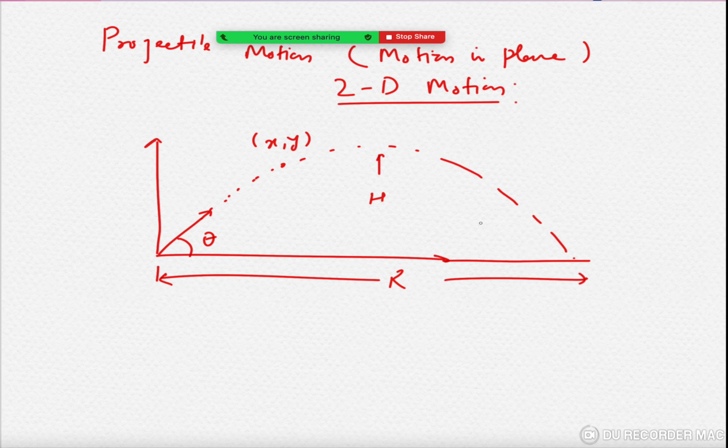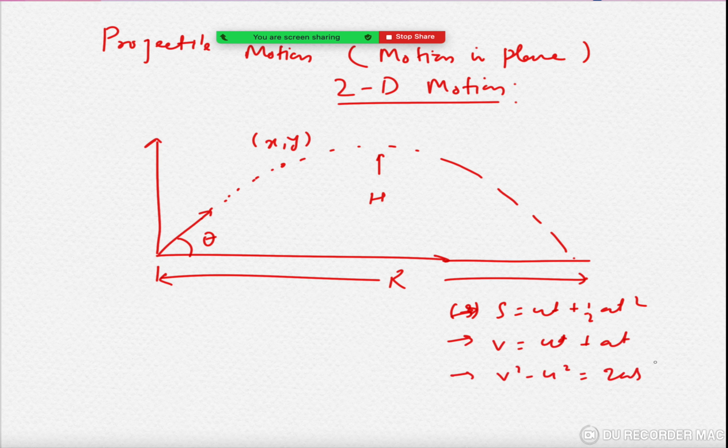Now the basic principle is that this will follow the equations of motion. What are the three equations of motion? We have s is equal to ut plus half at square, and v is equal to u plus at, and v square minus u square is equal to 2as. And we'll solve this by using one-dimensional motion. Okay, means what we'll do, this consists of two one-dimensional motions.